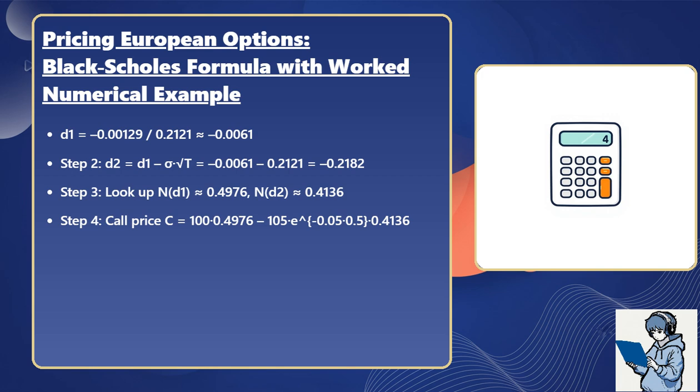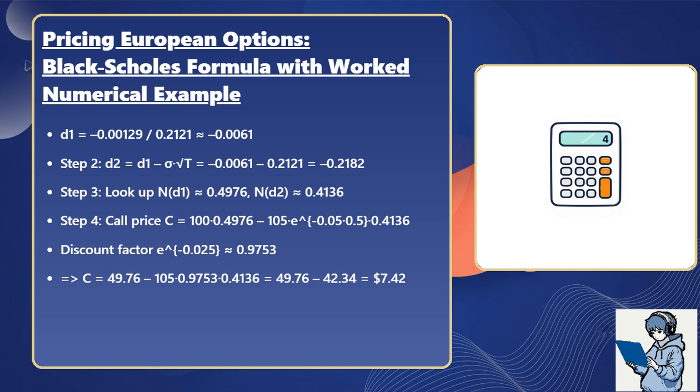Step 4. Call price C equals 100 times 0.4976 minus 105 times e to the minus 0.05 times 0.5 times 0.4136. The discount factor e to the minus 0.025 is approximately 0.9753. Thus C equals 49.76 minus 105 times 0.9753 times 0.4136, which equals 49.76 minus 42.34, giving $7.42. Thus the fair price of the 6-month European call is about $7.4.